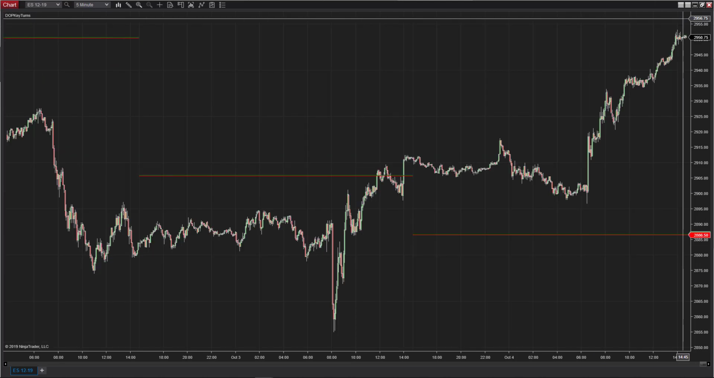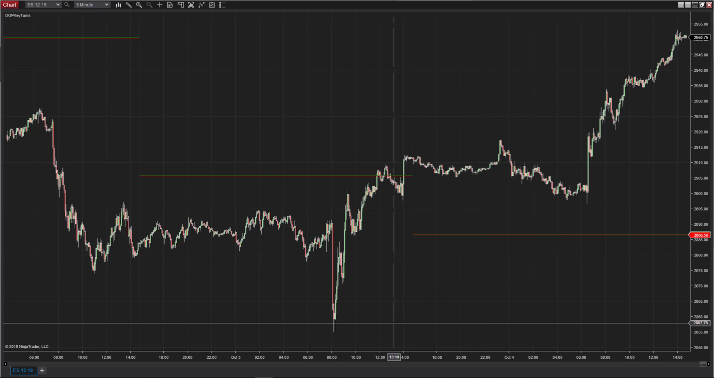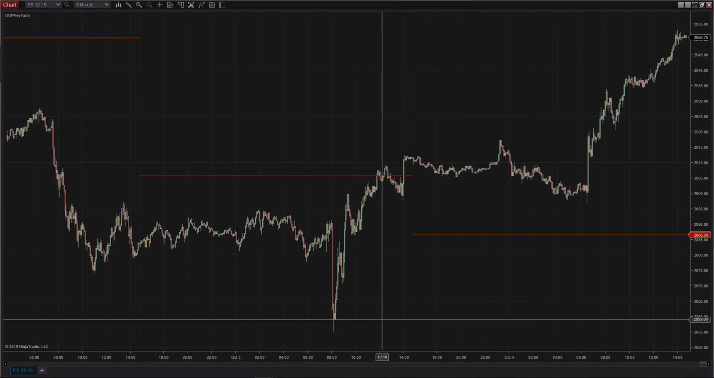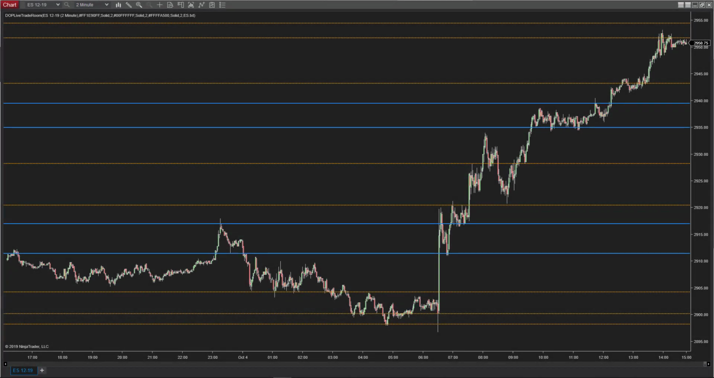And it's literally that simple. Buy above, sell below, always keeping in mind to watch for overextension. And that's it. Okay, and the last one is prediction points.